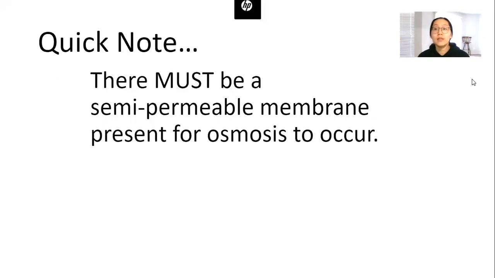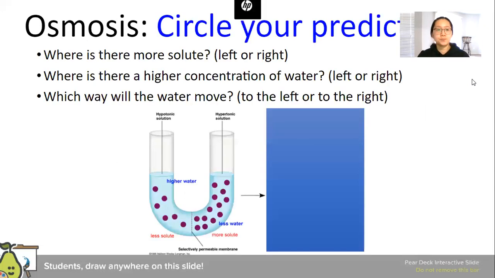For a quick note, there must be a semi-permeable or selectively permeable membrane in order for osmosis to happen. If there's no membrane, osmosis doesn't happen. Then it's just diffusion. If there is a membrane, then osmosis can happen.